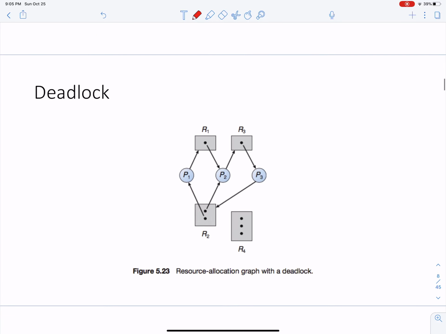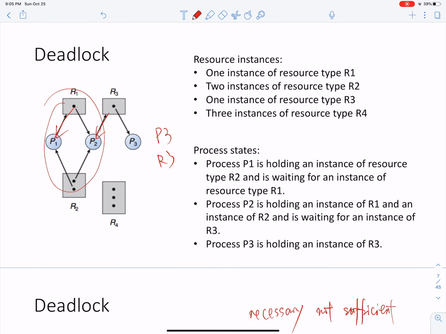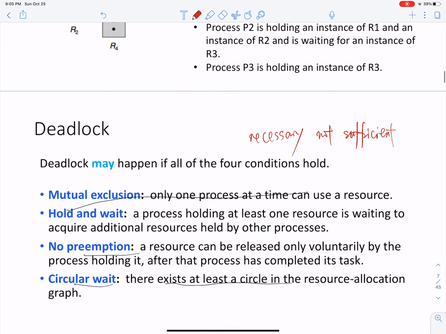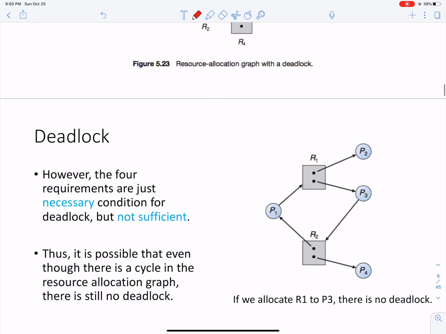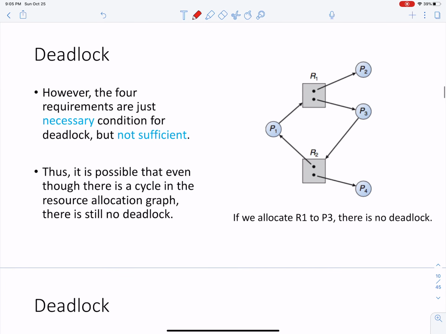But if we slightly modify the graph in this way, you can see that even though these four conditions are satisfied, there is no deadlock. But if we just slightly revise the graph with an additional edge, meaning that P3 is requesting R2, in this case they're going to be in a deadlock, so no process can execute. So this is what I meant previously.